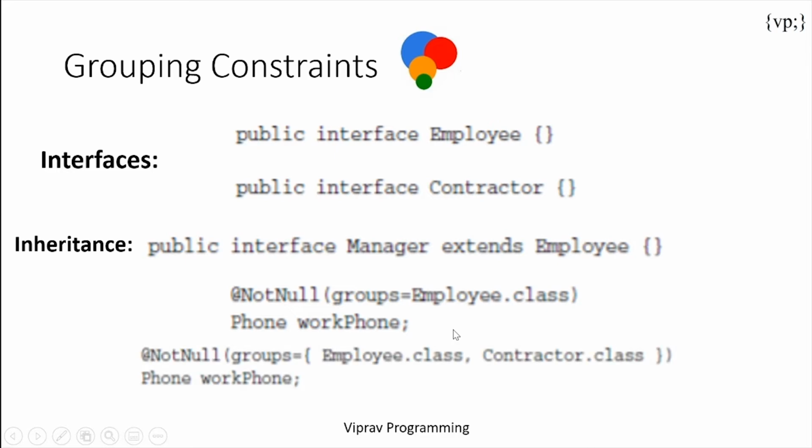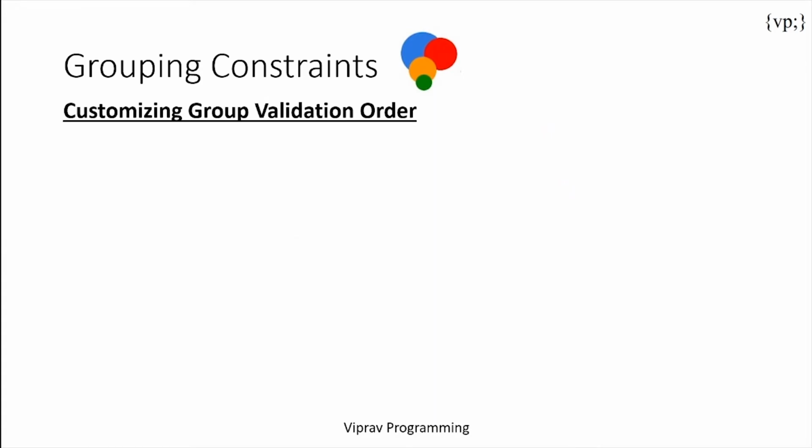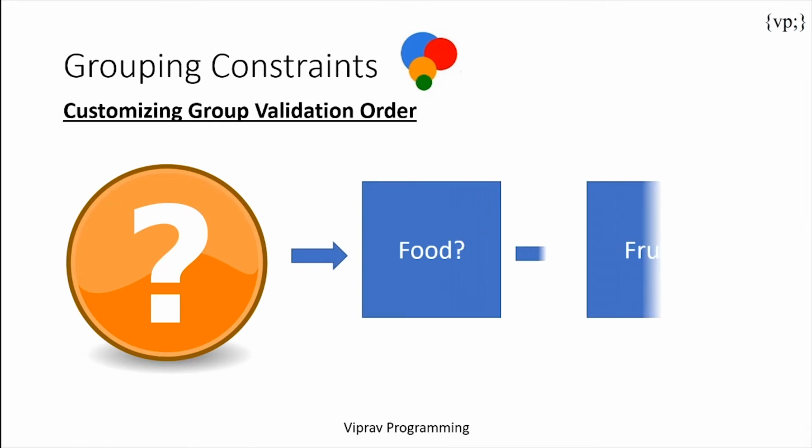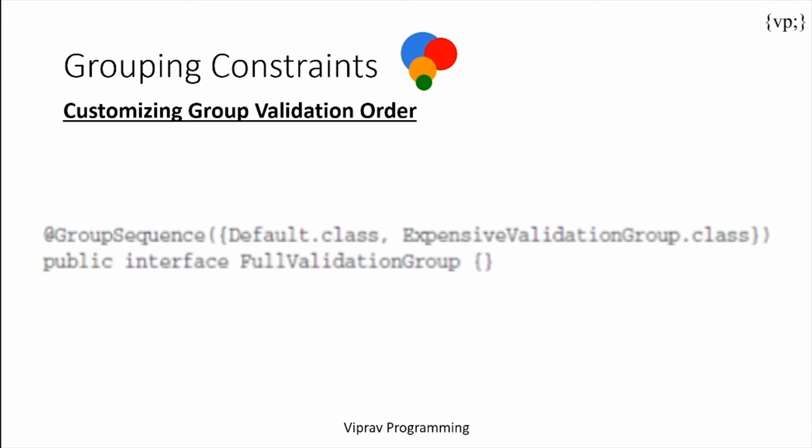Now to customize group validation order, usually the order of validation does not matter, but sometimes it may become useful to do one validation before the other. An example of this would be to validate if the item is a food before validating if it's a fruit. This saves time when computing. And to group validation, you use the @GroupSequence.